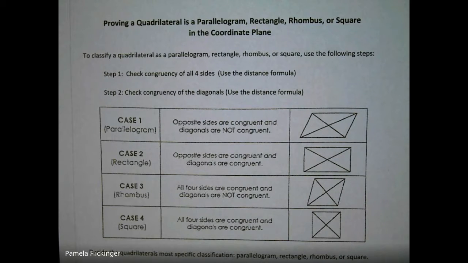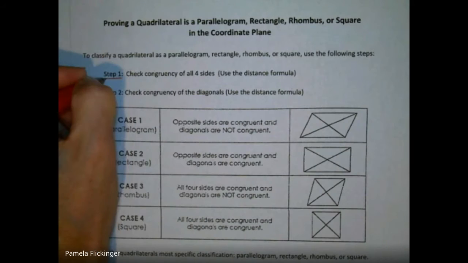So last week we used our distance formula and slope formulas to help us prove that a quadrilateral was a parallelogram. All right. We're going to use the same, only now we're going to be a little bit more specific. We're going to look at whether it's just a parallelogram or a rectangle or a rhombus or a square. And again, this is in the coordinate plane. So two steps. And yes, it does require a little bit more work.